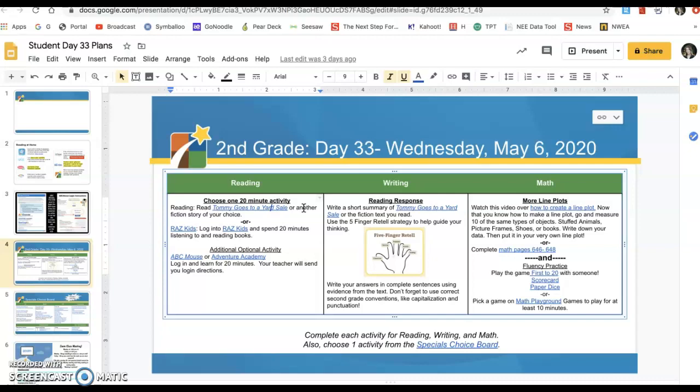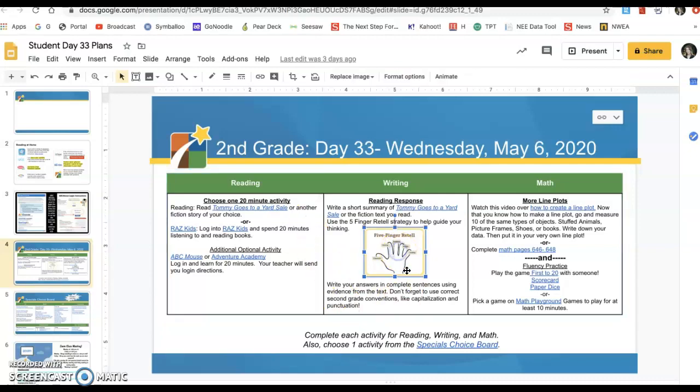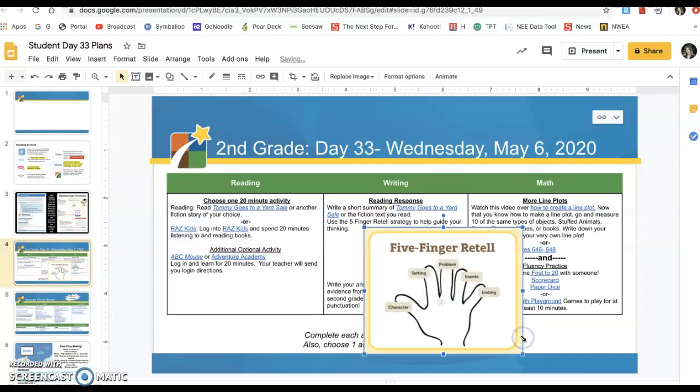All right, second graders, hopefully you just finished your fiction story, and it's now time to retell that story using the 5-finger retell strategy. I'm going to make this nice and big. Whenever I'm finished explaining the activity, you can take the video back a little bit and pause it here, and you can use it to help you.